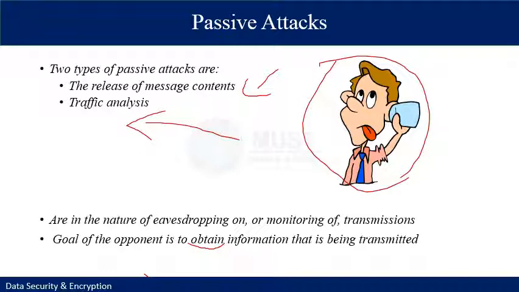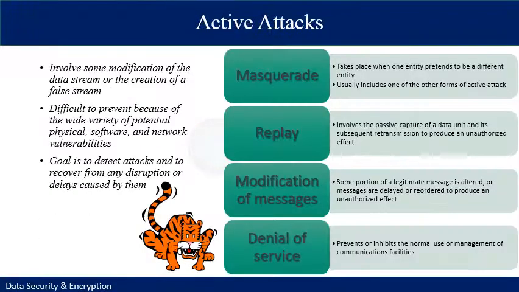So we will move to the active attacks. Active attacks involve some kind of modification of the data stream or the creation of a false stream. That means if you are able to modify a data stream, then you can send it to some other communication device by falsifying the information. So these are very difficult to prevent. Remember, these are very difficult to prevent.